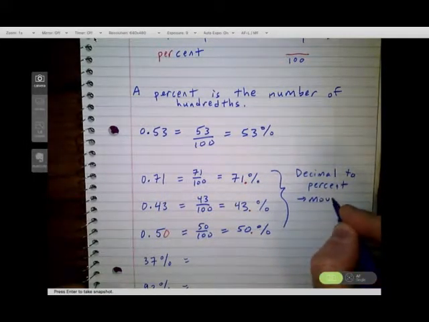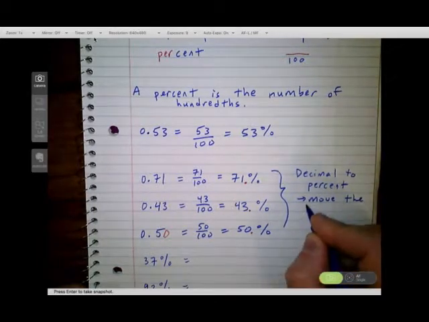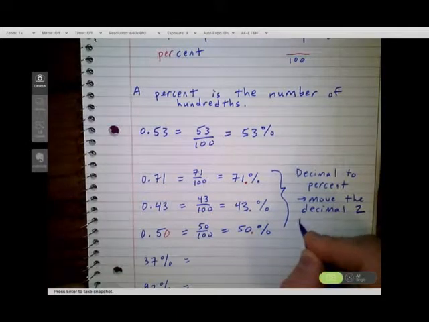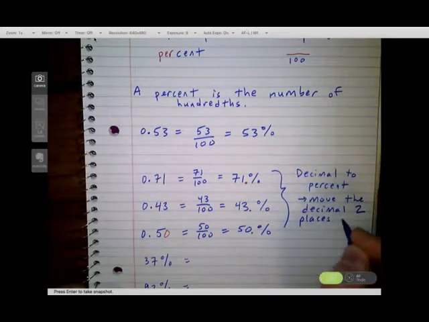Let me write that here. So we move the decimal. It's always 2 places right.